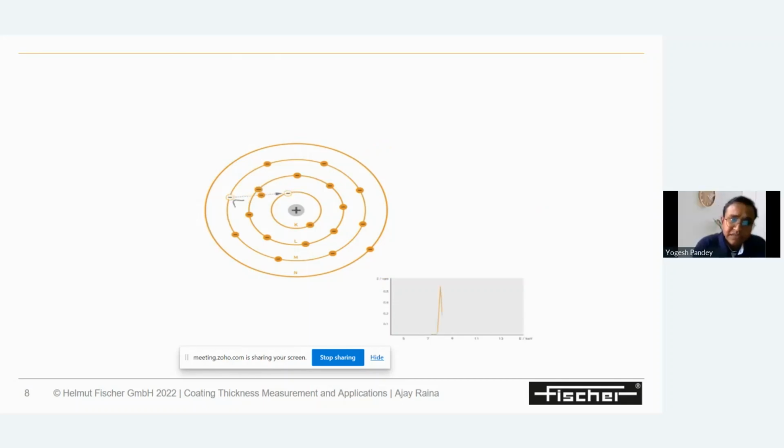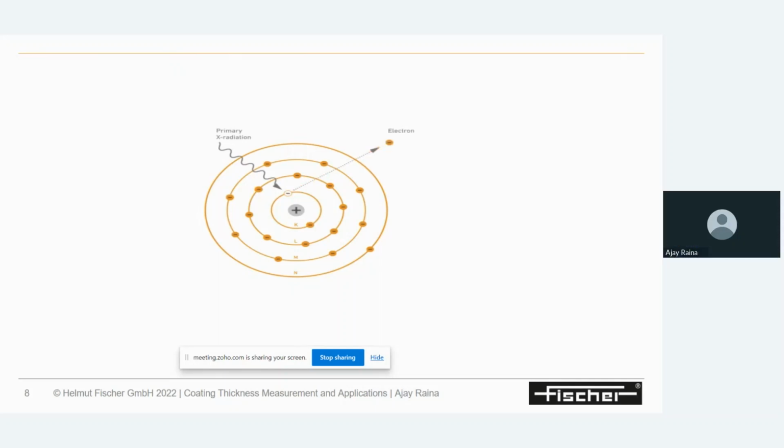So this X-ray energy is coming to the sample, and at atomic level, the innermost electron gets excited by accepting the energy of the X-ray. The space created at the innermost shell is replaced by an electron from the outer shell. This causes the release of some energy, because when the outer shell electron comes inside, it has to release energy as it is coming from the higher level to the lower level.